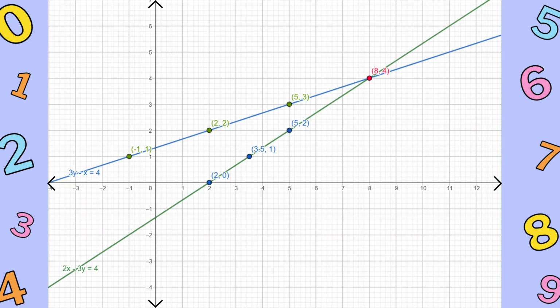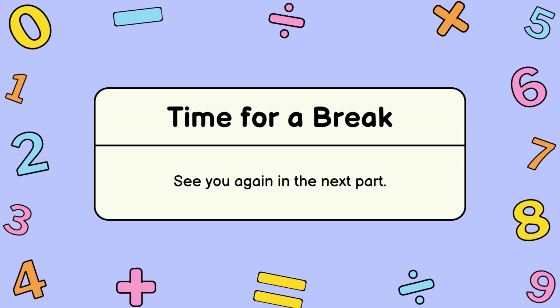As you can see here, you have to draw this graph on your own, but the green line is the line for the equation 2x minus 3y is equal to 4, and the blue dots are coordinates for the same line, and the blue line is for the equation 3y minus x is equal to 4, and the green dots are its coordinates. So when you draw this line and extend it so they both intersect, that point is 8, 4, and that is your solution.